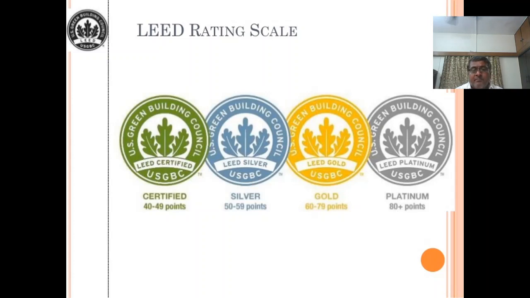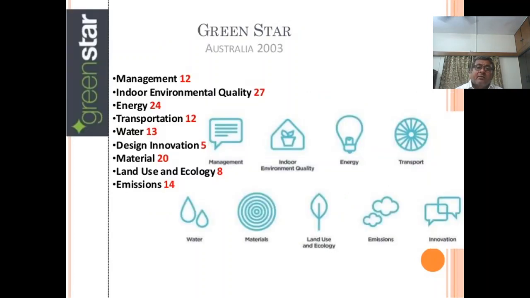Now Green Star, that is the Australian method of scoring for green building. Management 12 points, indoor environment quality 27 points, energy 24, transportation 12, water 13, design innovation 5, material 20, land use and ecology 8 marks, and emissions 14 marks.